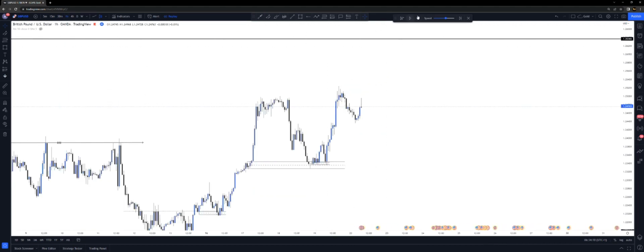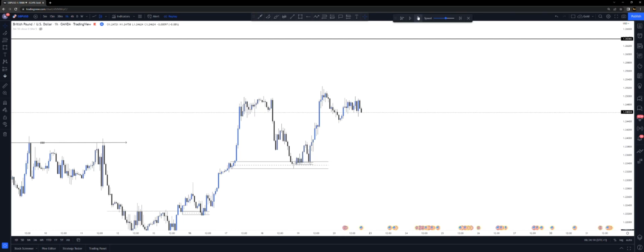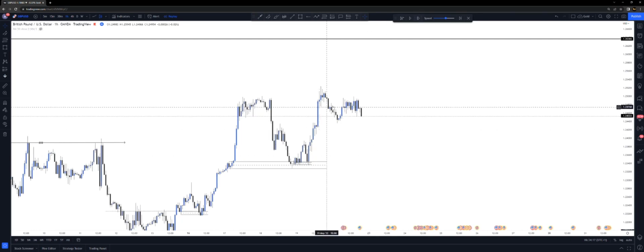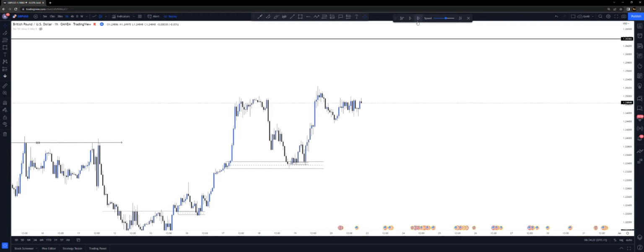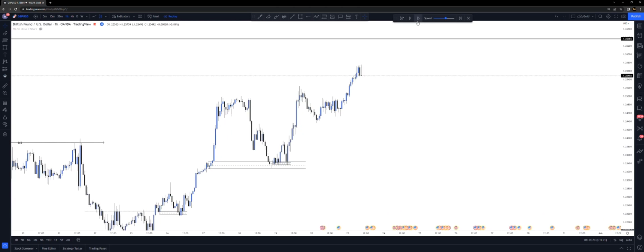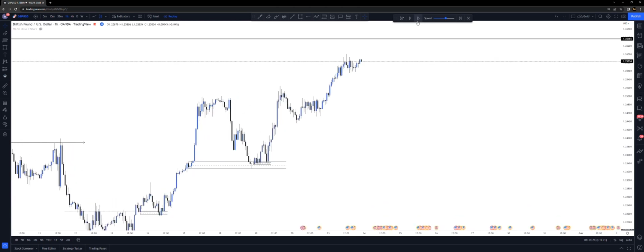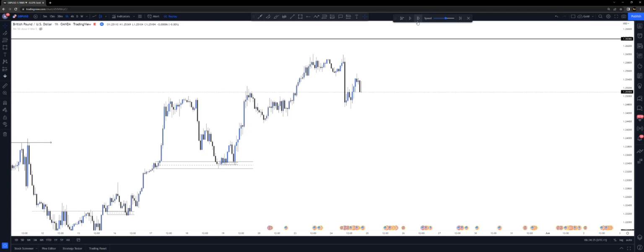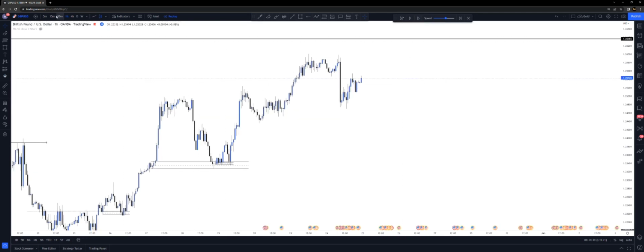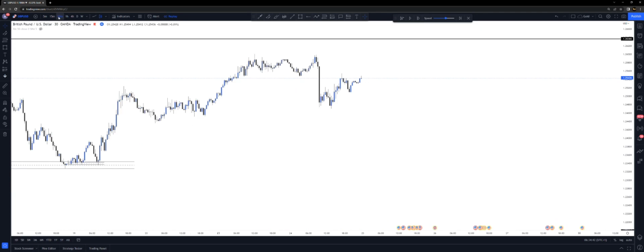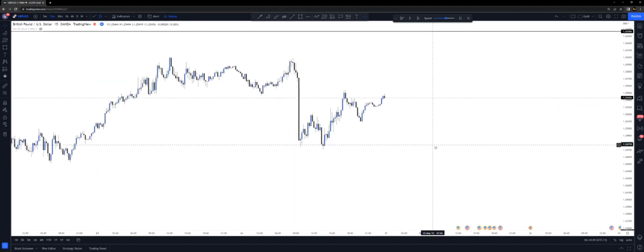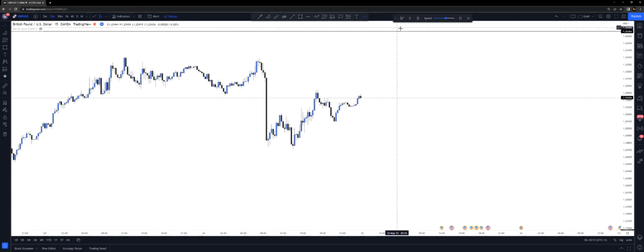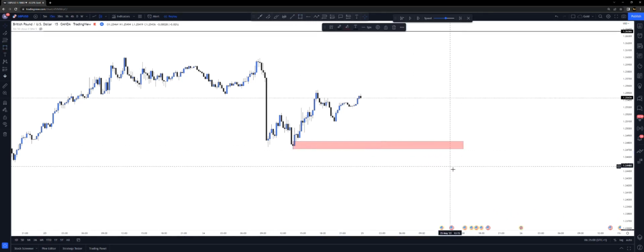Just adding more trades and trades. Now let's go on the 15 minutes. Decision candlestick right here.